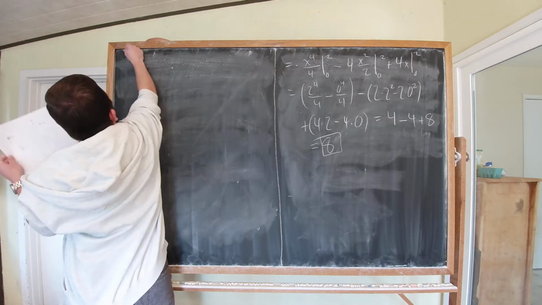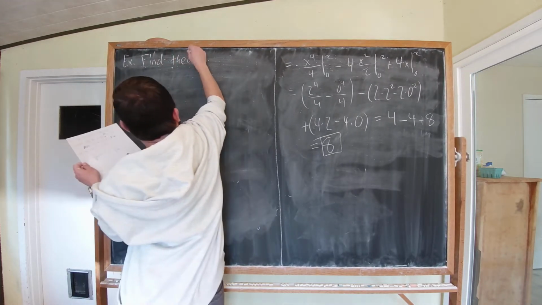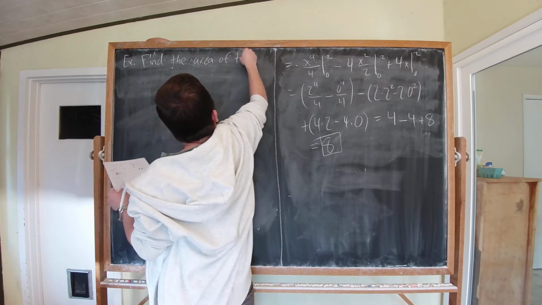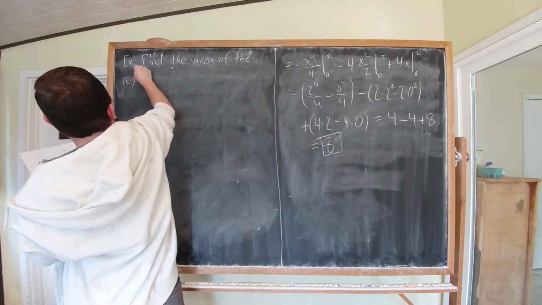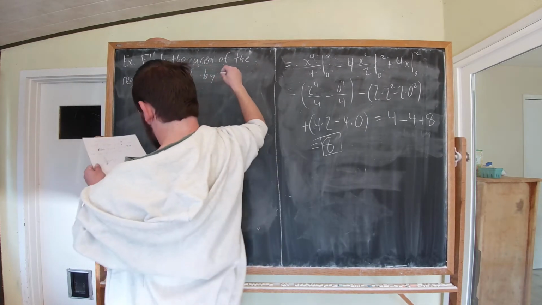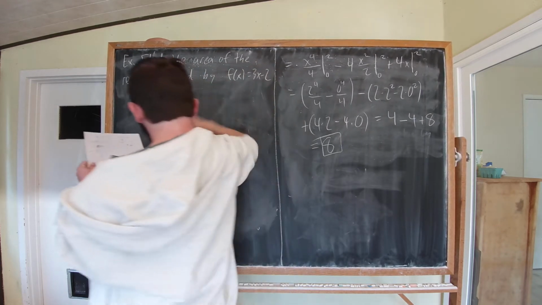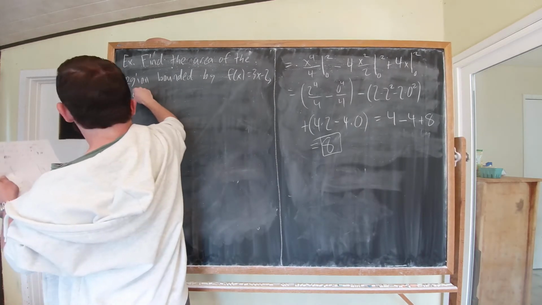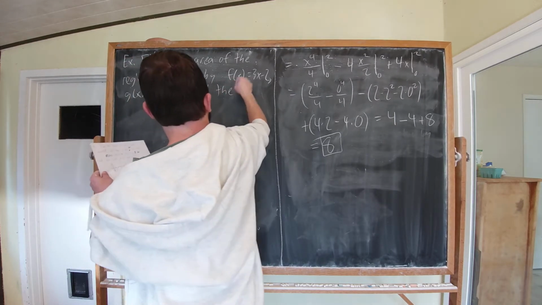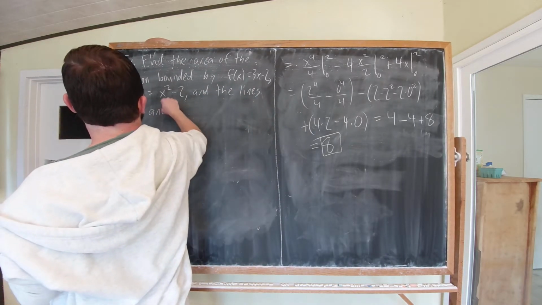Alrighty. For example, let's find the area of the region bounded by f of x equals 3x minus 2, g of x equal to x squared minus 2, and the lines x is equal to 1 and x equals 2.5.